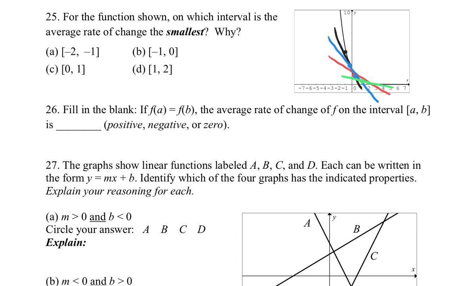Right, so it says which one is the smallest. So for these intervals, they're all negative. And with negative numbers, the smallest negative number is actually the largest value of that. So that means that the black line, which is the steepest slope, is actually the largest rate of change because it's the most negative. So that means that A is going to be the smallest because it's the most negative.